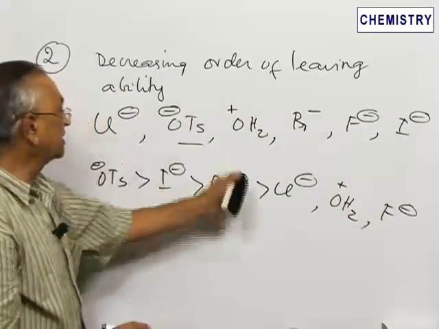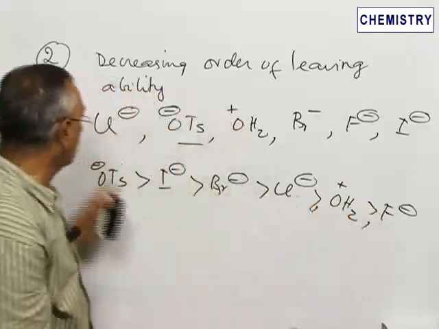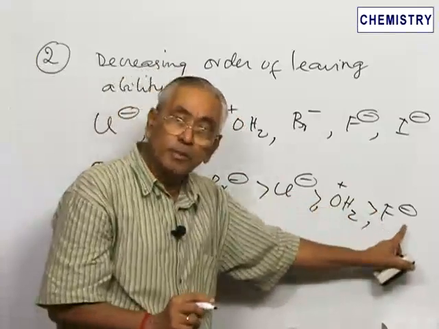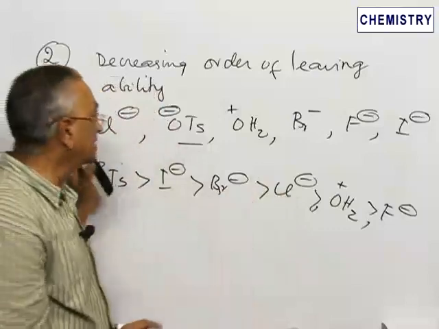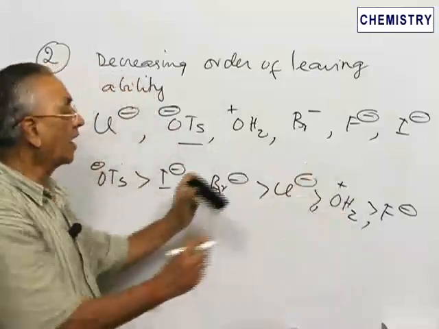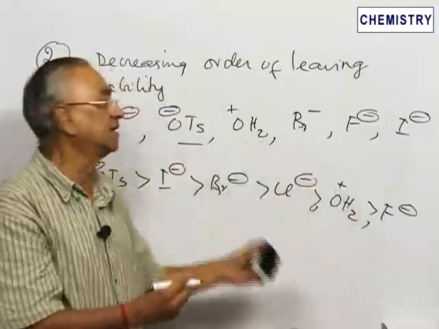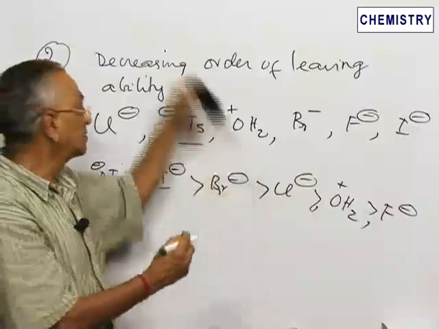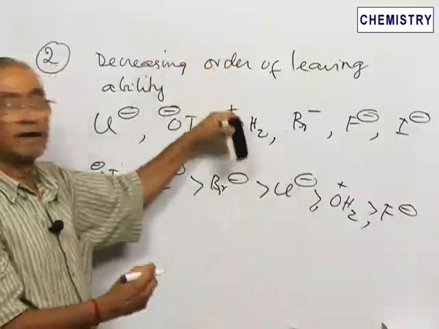So the correct decreasing order, I have not put this order here, is that OTs is the best leaving group and fluoride is a poor leaving group, and in between come the bromide and chloride. This is the correct decreasing order. The order can be arranged in the increasing or decreasing way depending upon the type of question asked. This is one of the possible questions that can be asked in the exams by way of a multiple choice question with a single option.